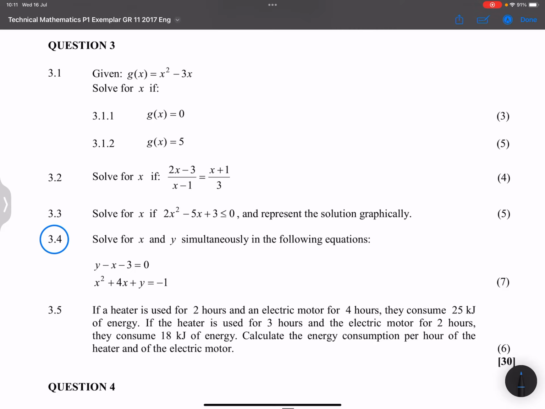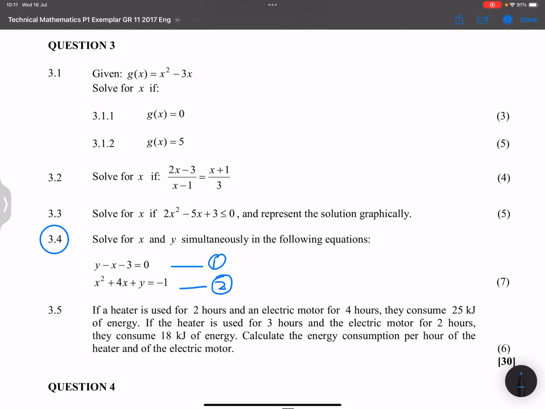Now let's dive into this one. So they say to us we should solve for x and y simultaneously in the following equation. Right. So when it comes to simultaneous equations, firstly we've got equation 1. Let's call this equation 1. And we've got equation 2.